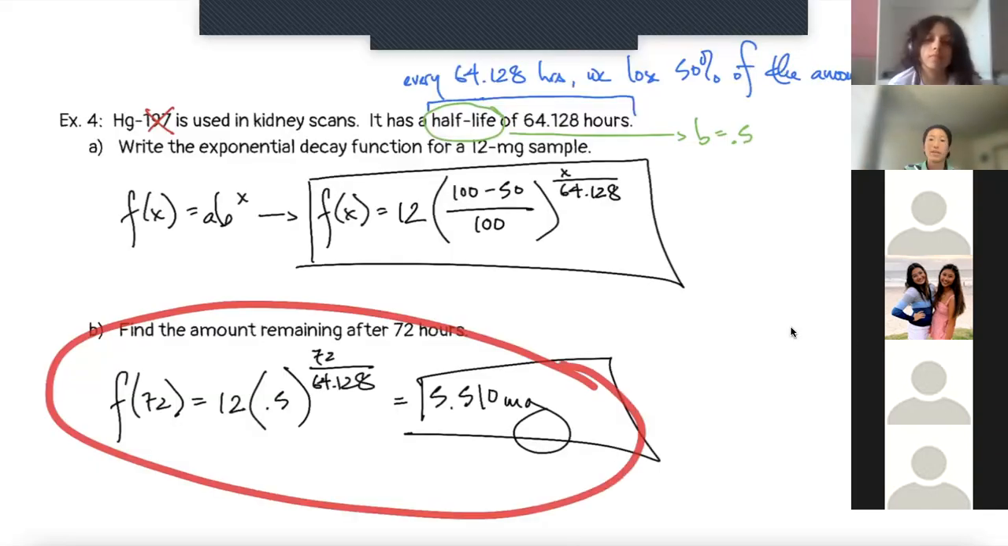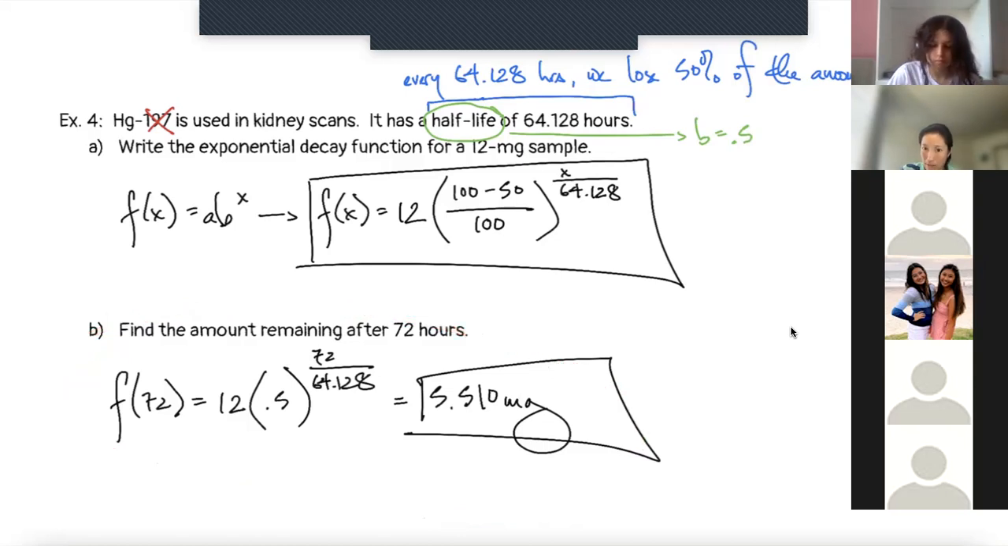So once we have the equation, we can plug it into Desmos. That's not the problem. But I really appreciate you following up on why in the world we are dividing by that 64.128. And so here's our reason for that.